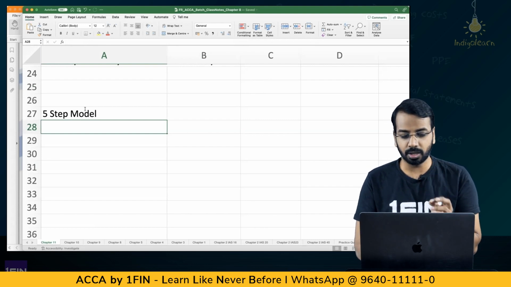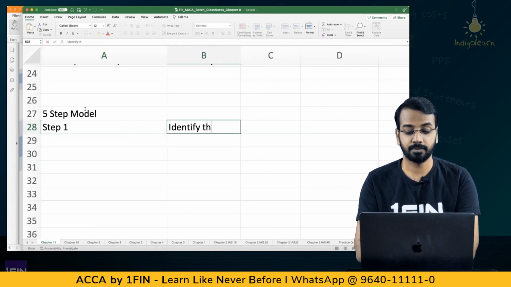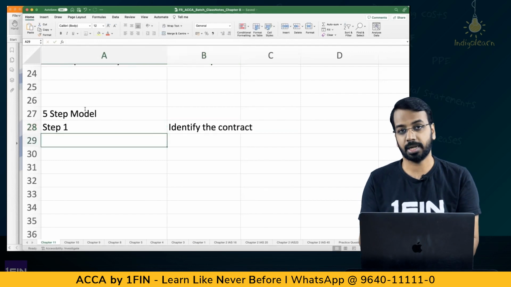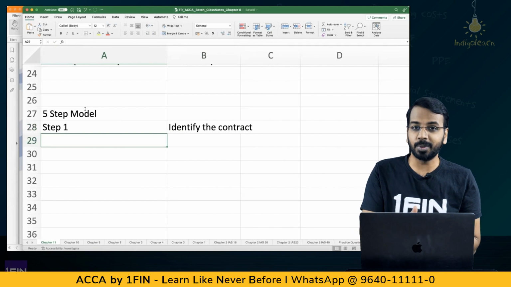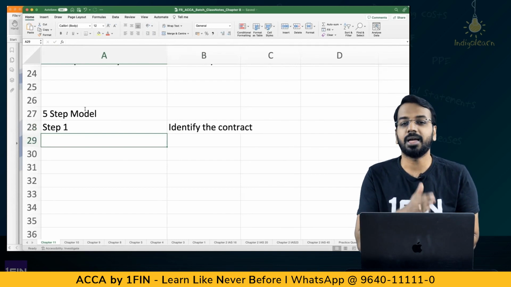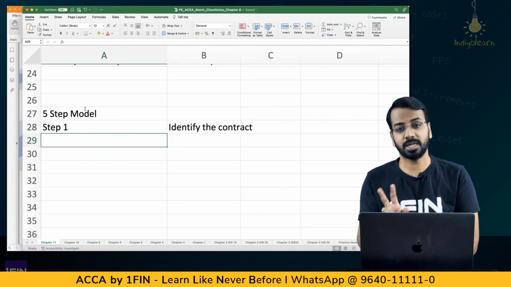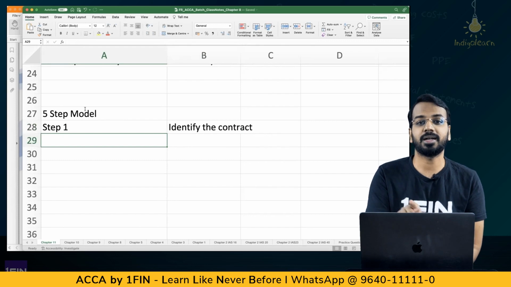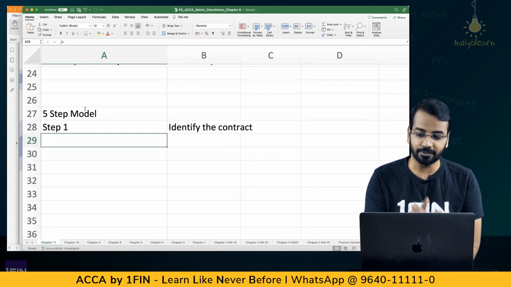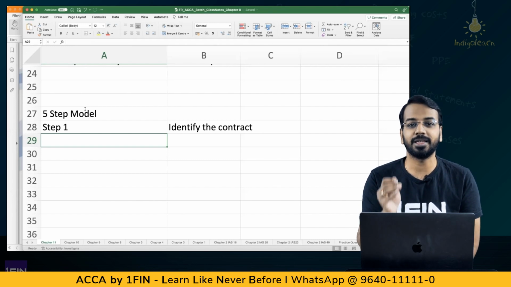Now, under the 5-step model, the first step, step 1, is identify the contract. Identify the contract. Contract between whom? Contract between the supplier and the customer. So there has to be a contract between 2 parties or more than 2 parties for us to bring something under Ind AS 115 or IFRS 15. Okay. So step 1 is what? Identifying the contract.